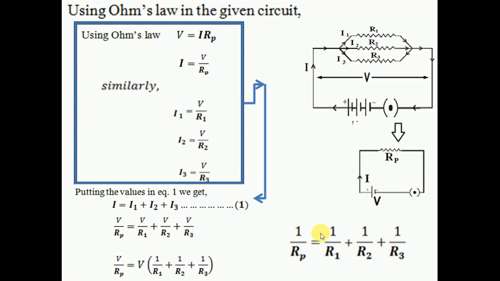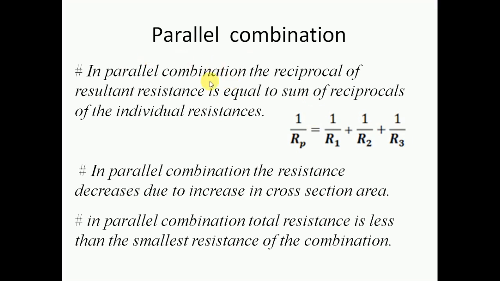So in series we have got Rs is equal to R1 plus R2 plus R3, but out here we have got the reciprocal. So we'll say the reciprocal of total resistance is equal to the sum of reciprocals of all the resistances. So these are the properties of parallel combination. As I've already said, in parallel combination, the reciprocal of total resistance is equal to the sum of reciprocals of individual resistances. So you have to take the reciprocals and you have to add them. And in parallel combination, resistance decreases due to increase in cross-sectional area.